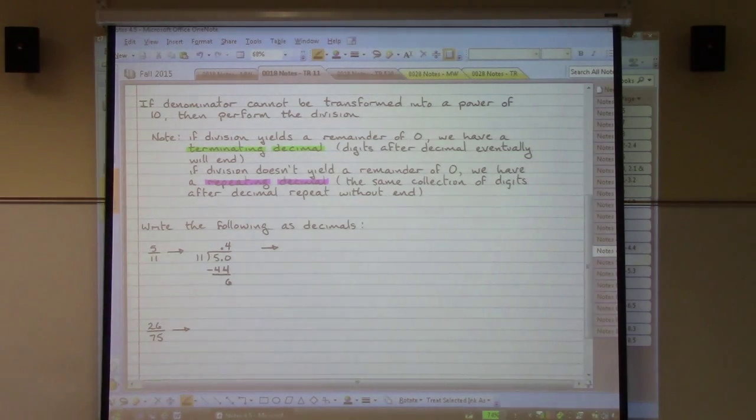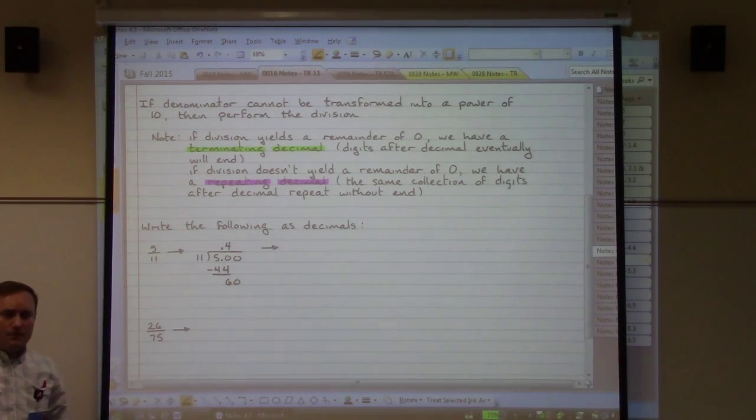We get a remainder of 6. Since we're not looking at a remainder of 0, we keep going, meaning that we would have to put in an extra 0, drop that down, and now ask ourselves, how many times does 11 go into 60? 11 goes into 60 5 times. When we do our remainder, we get a 5.